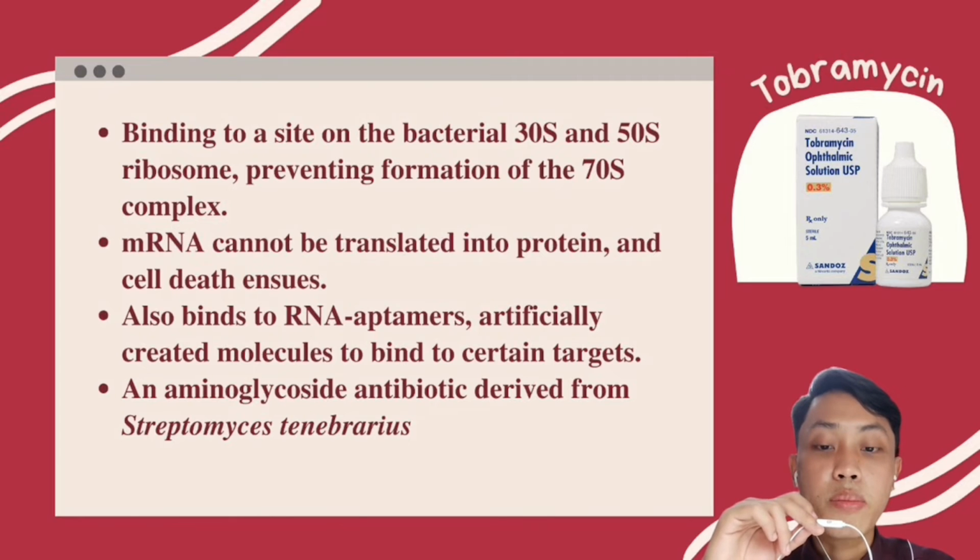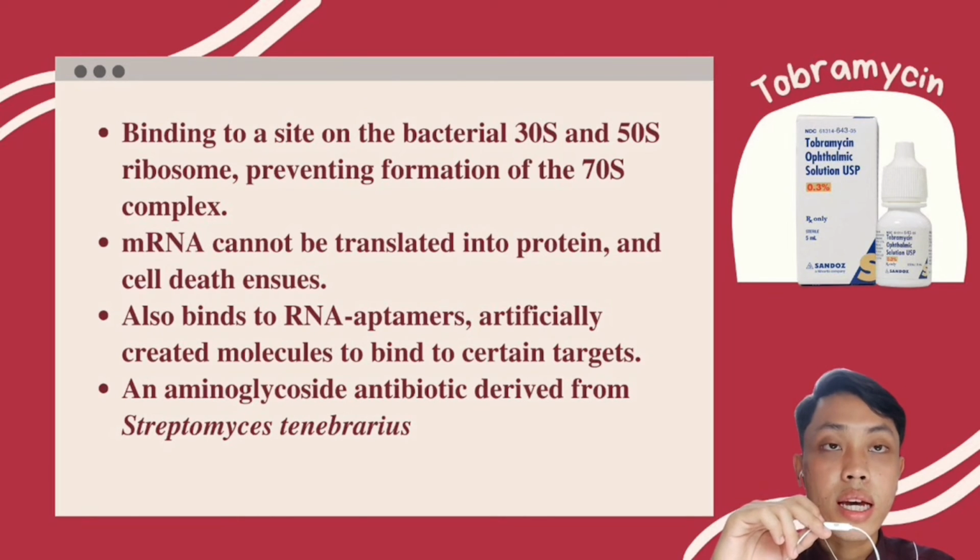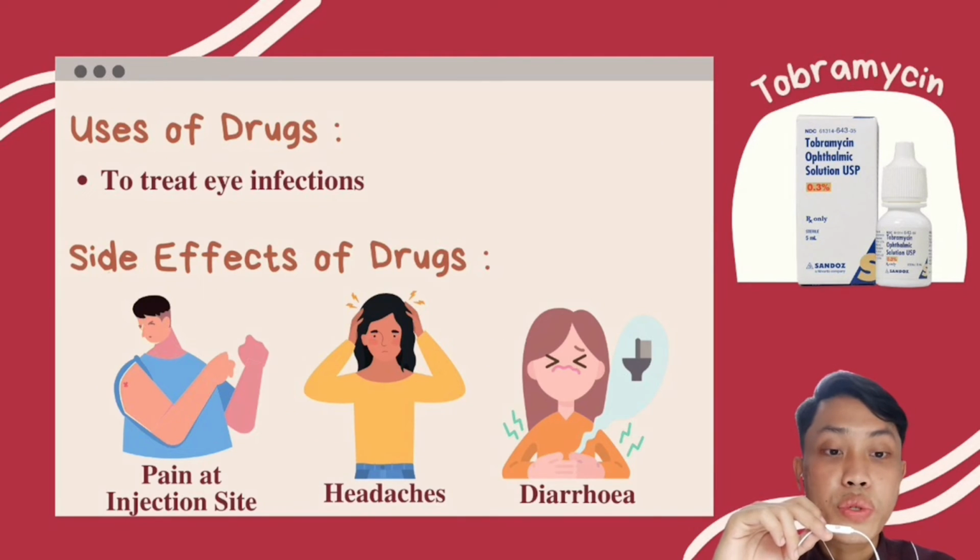While tobramycin, binding to a site on the bacterial 30S and 50S ribosome, preventing formation of 70S complex, also binds to RNA aptamers, artificially created molecules to bind to certain targets. It is very useful to treat eye infection and gram-negative infection, especially Pseudomonas. The side effects of tobramycin are diarrhea, pain at the injection site, and also headache.